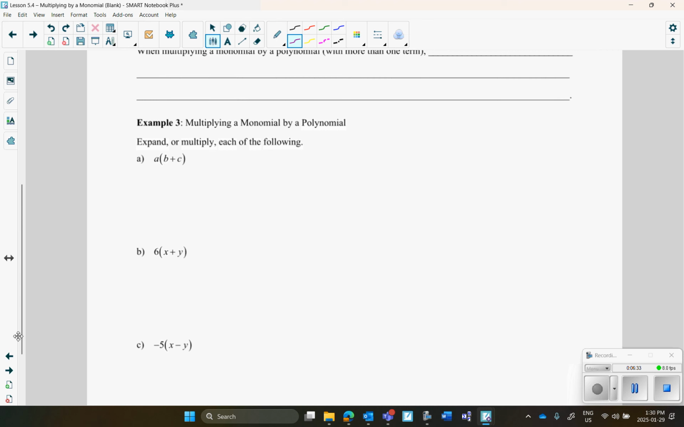What happens if we multiply a monomial on the outside of the parentheses, say a, by more than one term, like b and c? Not quite. Remember when we were subtracting, we had to subtract everything in parentheses. Just like that, you have to multiply everything in parentheses by a.